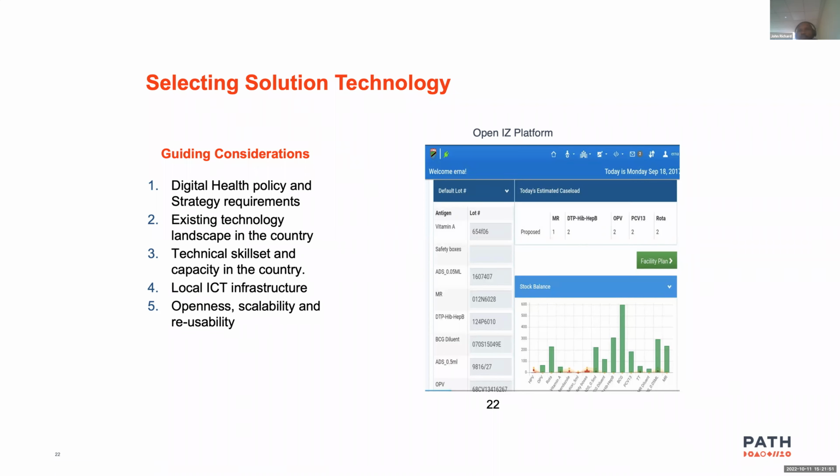And the other thing we're also looking at is in terms of integration. Can the solution really exchange information seamlessly with other existing solutions in the country?